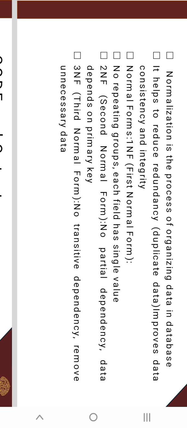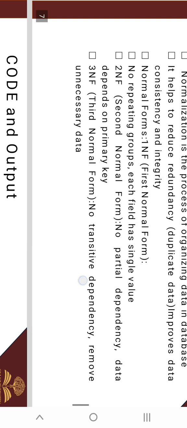Consistency means without error we give the secure data, and integrity means maintaining efficiency. Normalization includes 1NF, 2NF, 3NF. 1NF means first normal form. In this the main rule is no repetitive values, only atomic values. And 2NF, that is second normal form. In this there is no partial dependency, meaning data depends on the primary key. Partial dependency means data does not depend on the whole primary key.